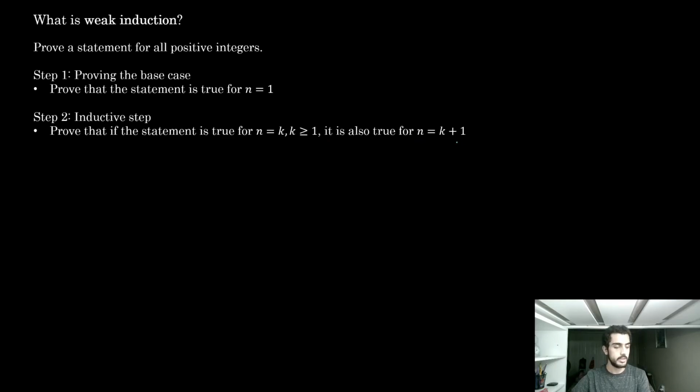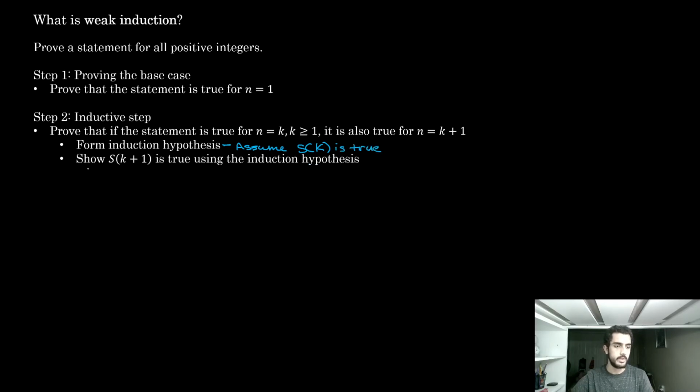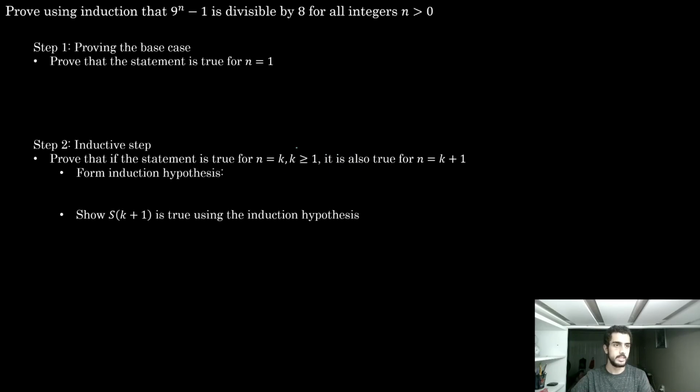But to do this, we first form an induction hypothesis, and in this induction hypothesis, all we do is assume that the statement is true when n equals k. So we assume the statement is true for n equals k, and then we prove that for the following value, n equals k plus 1, the statement is also true, using the induction hypothesis in our proof. So let's apply these steps to our problem.